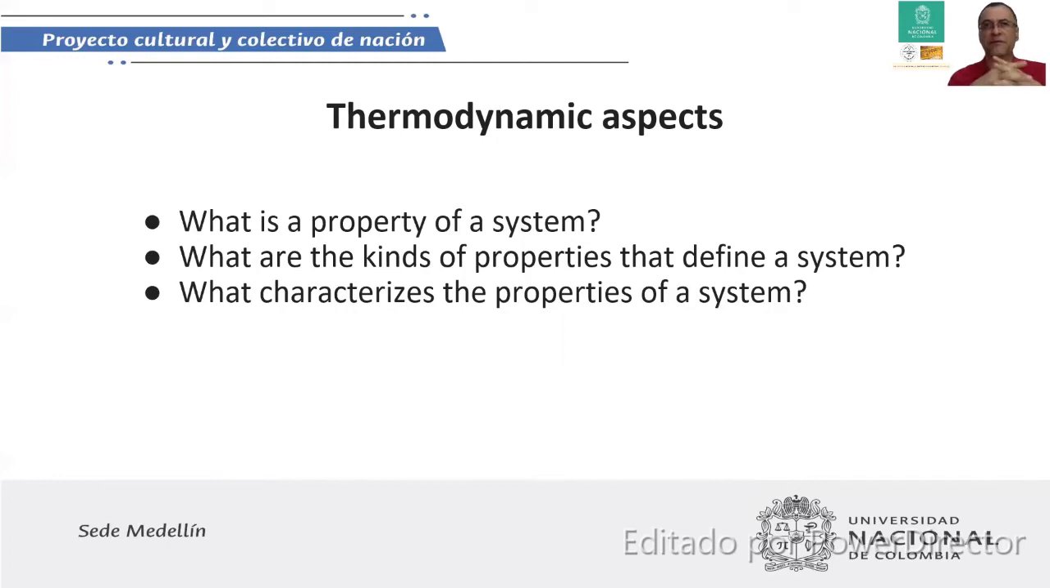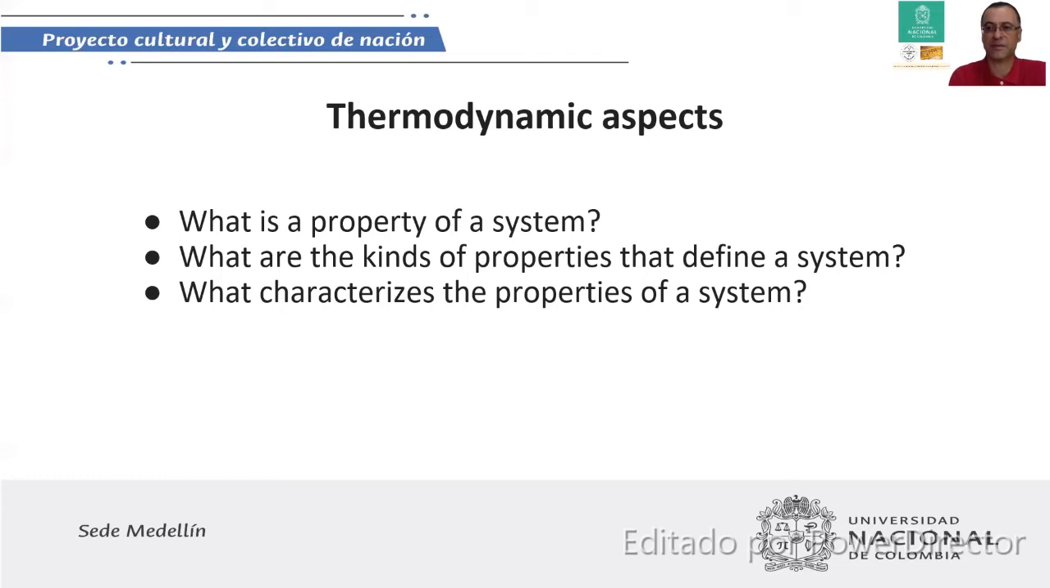We can define a system in equilibrium by its properties. Properties are the characteristics of the system. And it's important to say that there are extensive properties and intensive properties. Extensive properties depend on the size of the system. Okay, it's important to differentiate between extensive and intensive. Intensive properties don't depend on the size of the system, okay? But it's possible to transform an extensive property into an intensive one. If you divide by the mass of the system, an extensive property can change into an intensive property.